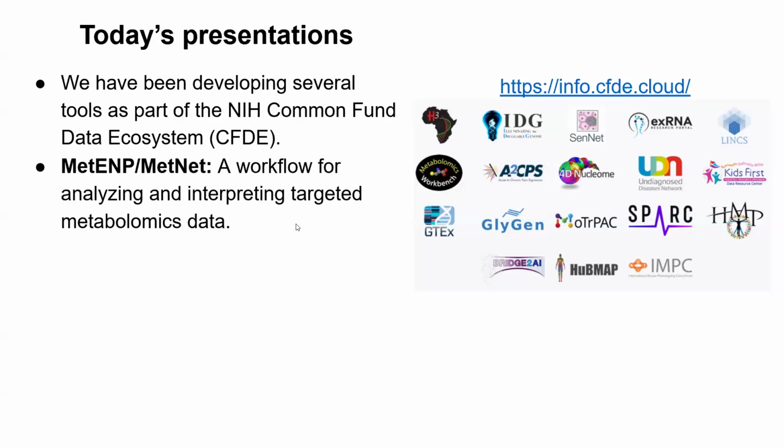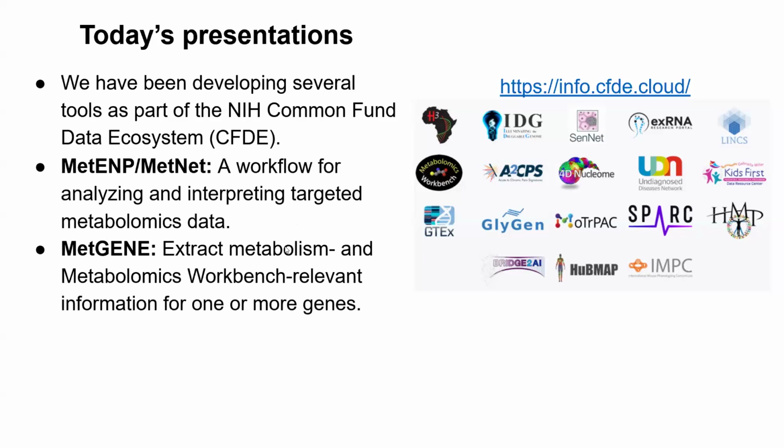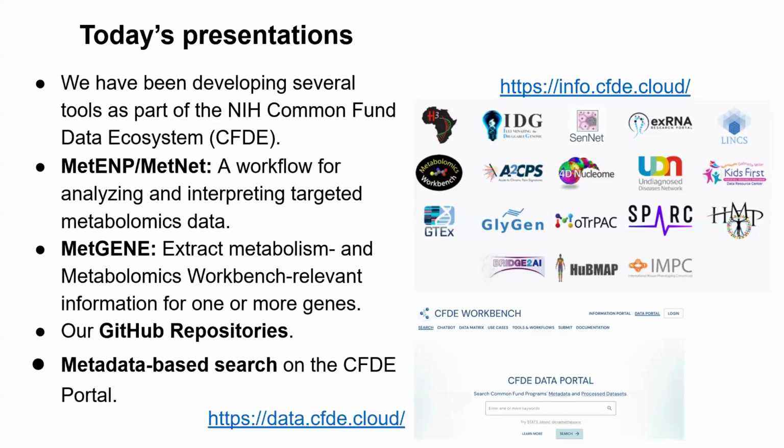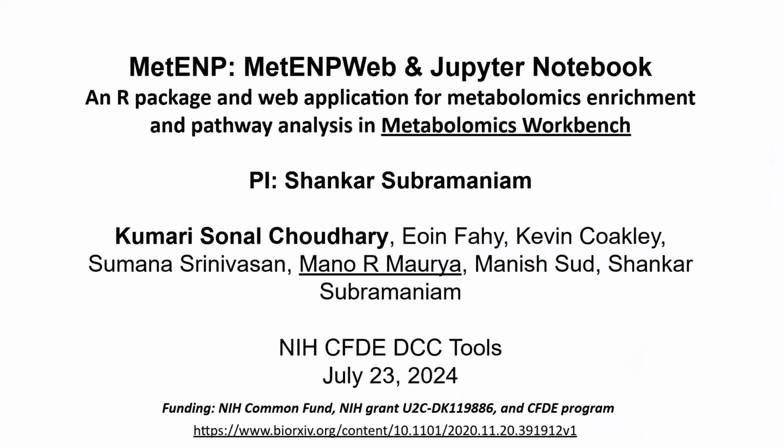So the first presentation will be what we call MetENP. It's a workflow for analyzing and interpreting targeted metabolomics data, followed by MetGENE, which helps extract metabolism and Metabolomics Workbench relevant information for one or more genes. Then I will do a quick walk through our GitHub repositories, followed by a presentation on metadata-based search on the Common Fund Data Ecosystem portal.